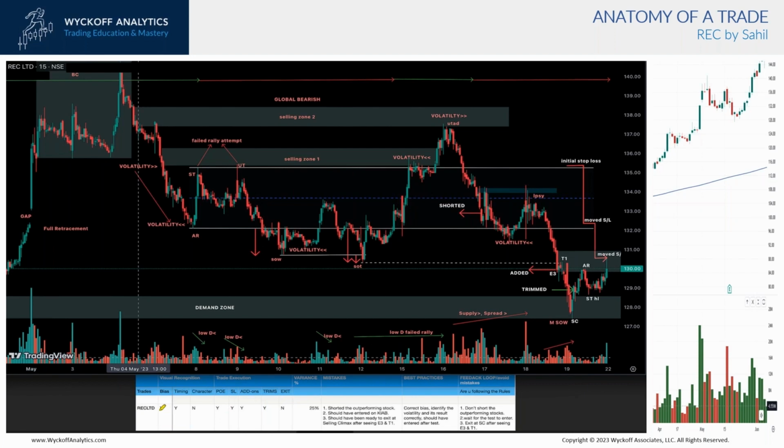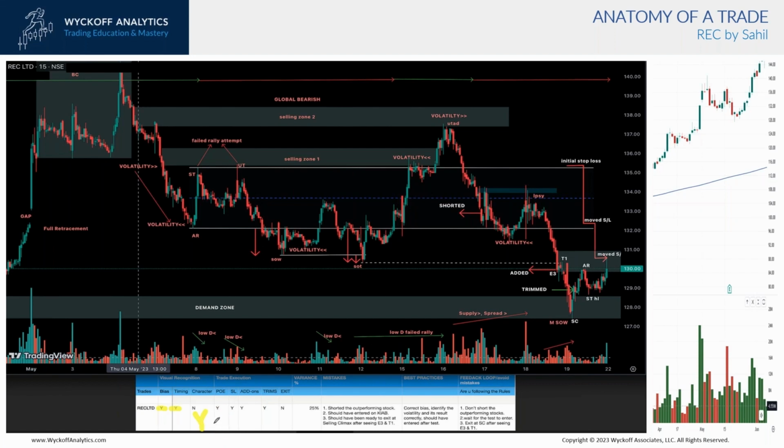The bias, short term, yes, and I think definitely the intent of the trade is important to keep in mind here, because longer term, the bias is definitely not to the downside. So looking at the timing, yes. The character of the move for a counter trend trade, I would say yes on that. What do you think? Point of entry, maybe 50-50.